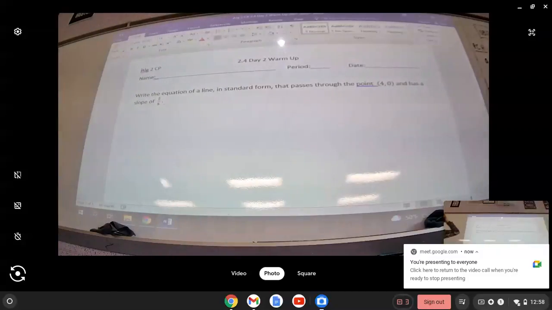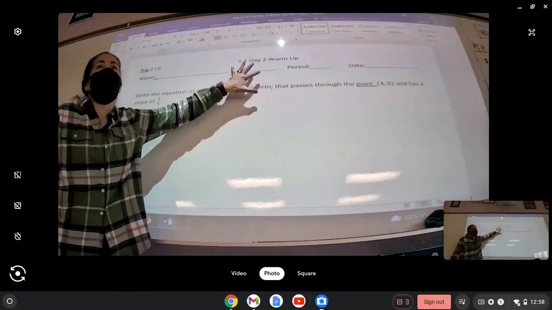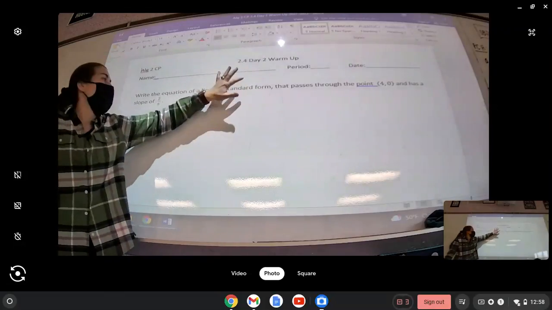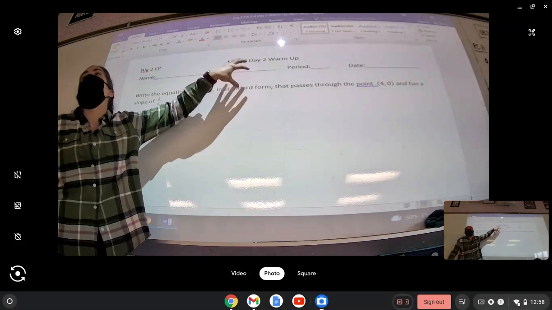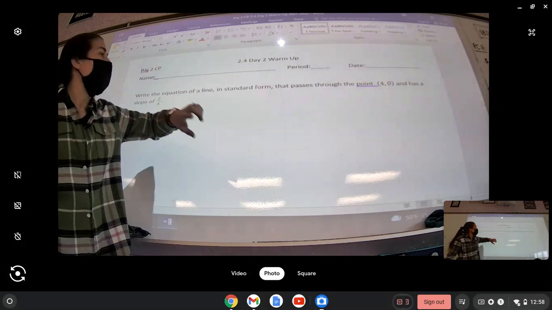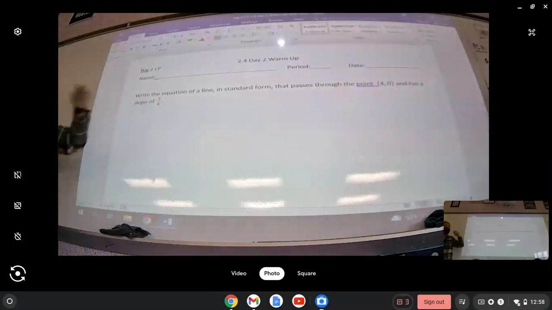All right, guys, let's look at this one. You have been asked to write the equation of a line in standard form. That is terrible news. But remember, it only has to do with how we end the problem. It has nothing to do with how we start the problem. All right? Our line has to pass through this point, and it has to have that slope.